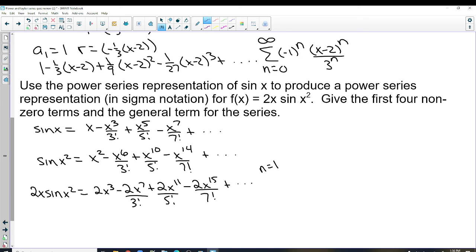Well, it's alternating. Negative 1 to the n plus 1. I got to do plus 1 because it's starting as a positive, not a negative. Everybody has a 2. And the powers are increasing by 4: 3, 7, 11, 15. That means the slope is 4.